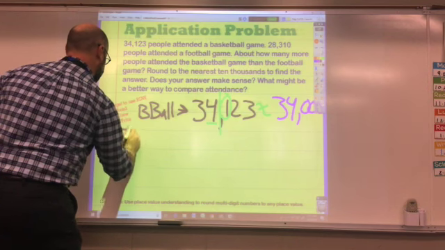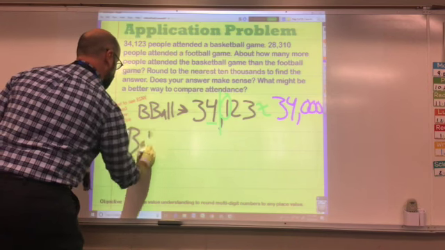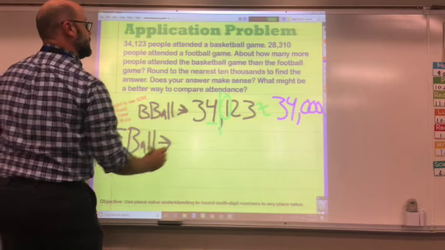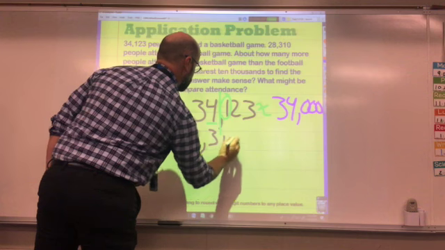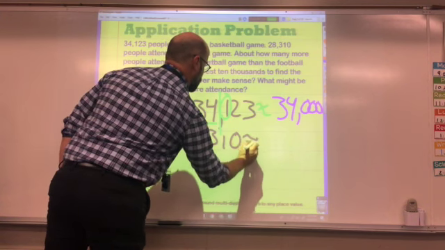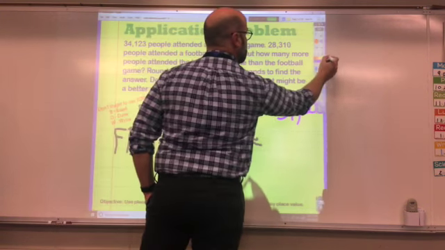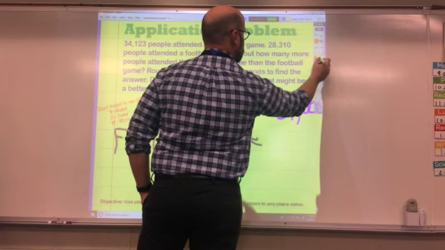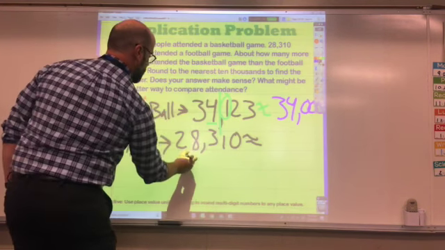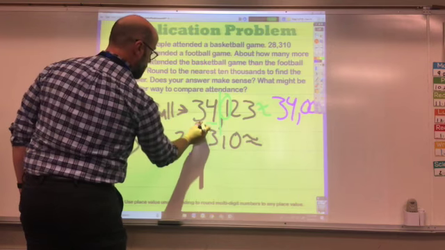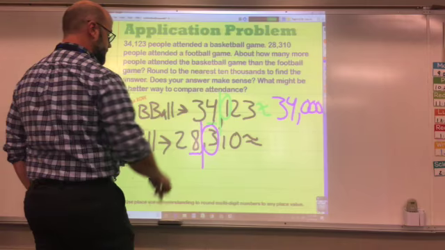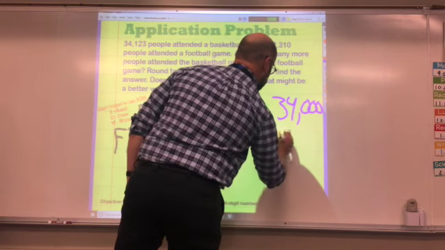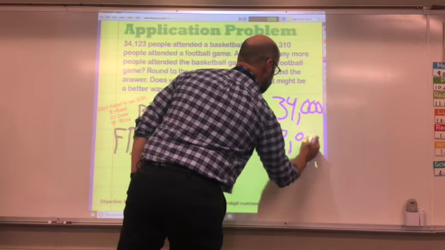And then for football, we're going to do the same thing. We're going to round to the thousands spot. And that is 28,310. That's approximately, what's in the thousand spot? 8. Number next to it is a 3. 4 or less, let it rest. So that 8 is staying there as 28,000.